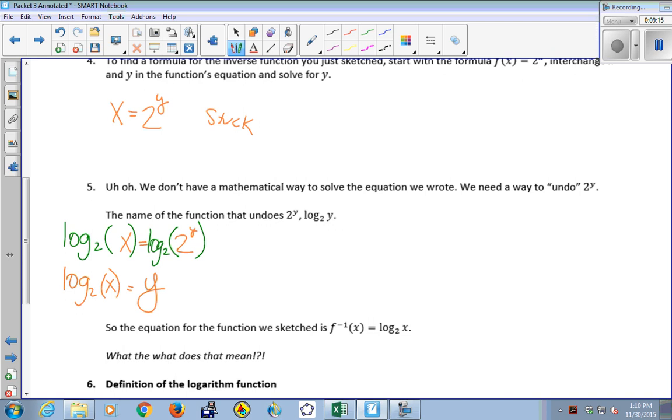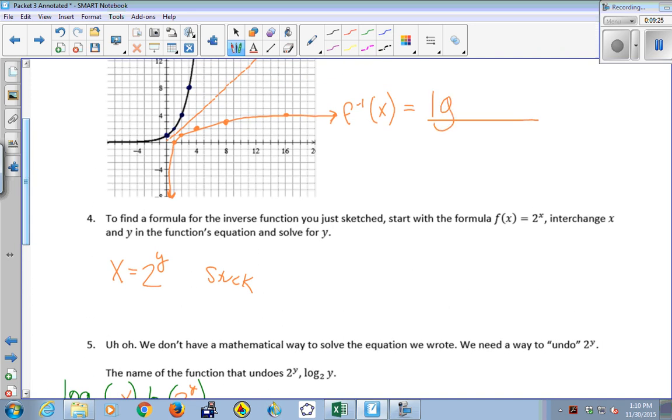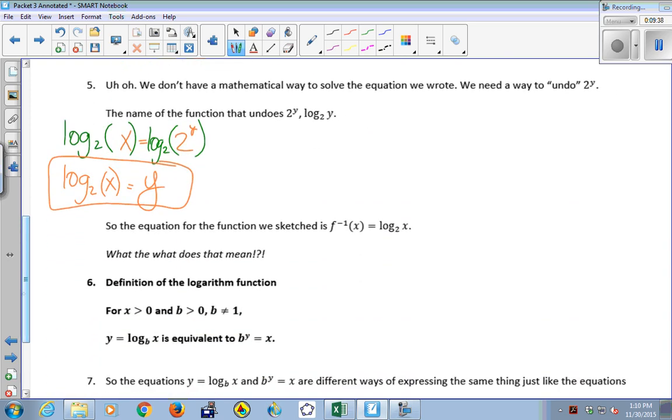All right, so I know this is weird, right? So this is the formula for my inverse function that we just drew, log base 2 of x. So I could write it up here. This is log base 2 of x. All right, we're going to get into some more details about what this log thing actually means.